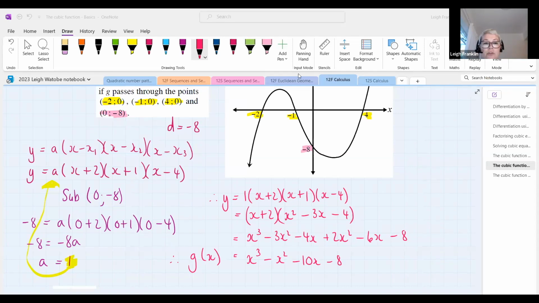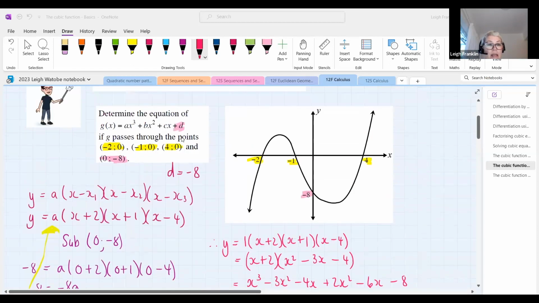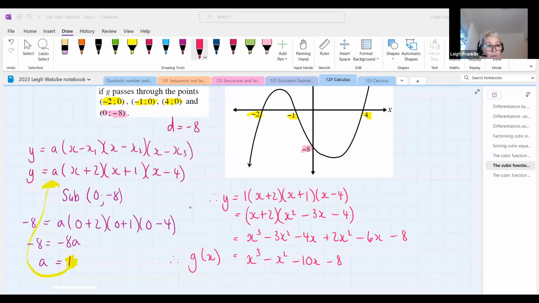Palesa asked about the substituting at the last step. I was substituting in the x-intercepts. Where it was x minus x1, I substituted in -2 and I got +2. Where I said x minus x2, I subbed in -1, and that's why I've got x plus 1. Then I subbed in my 4. After that, I subbed in my other point, the 0 and the -8. So this is my x, this is my y, and all my x's were equal to 0.